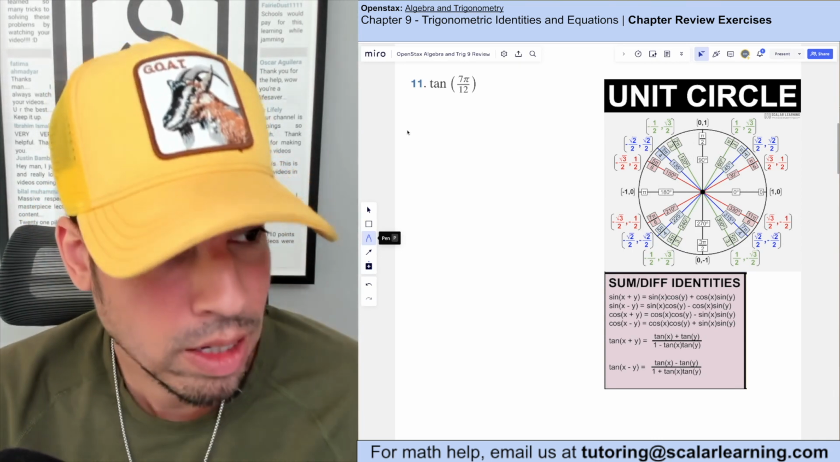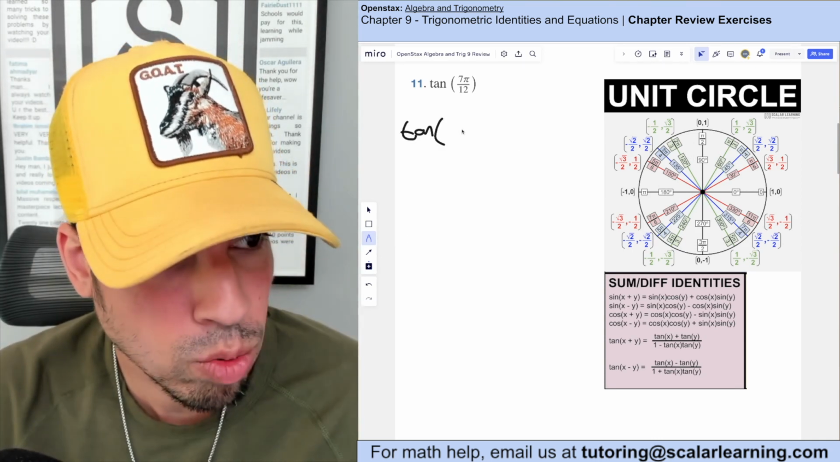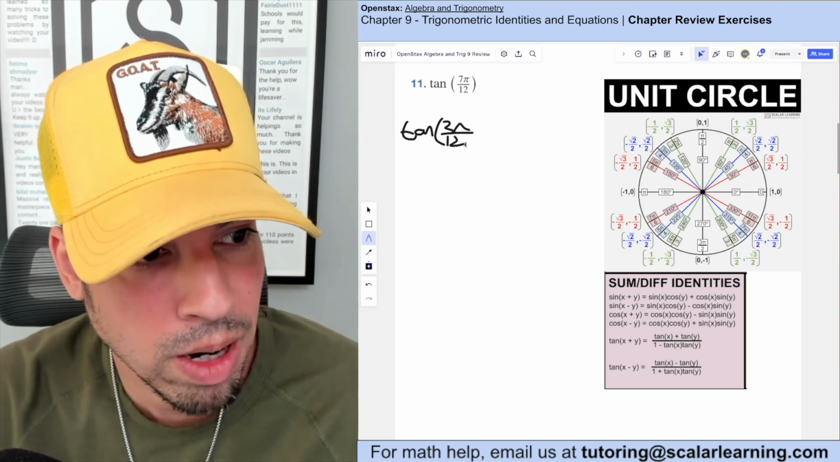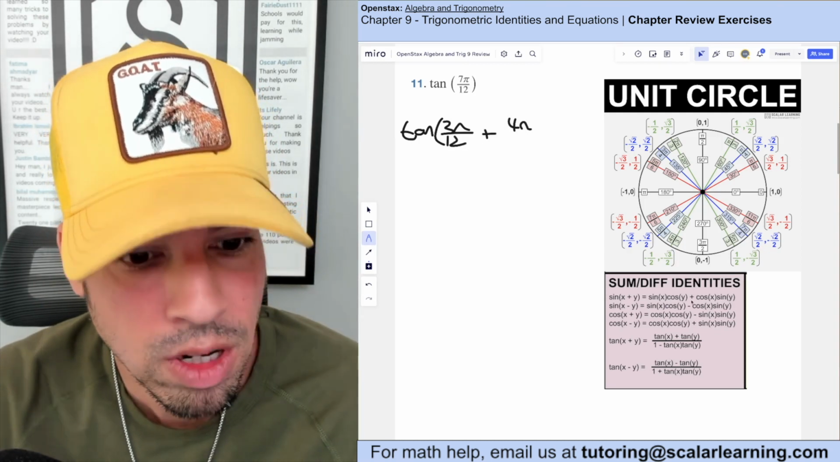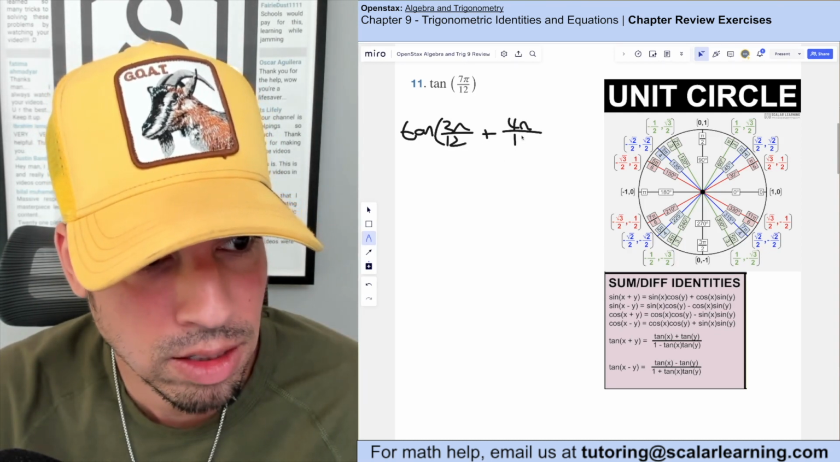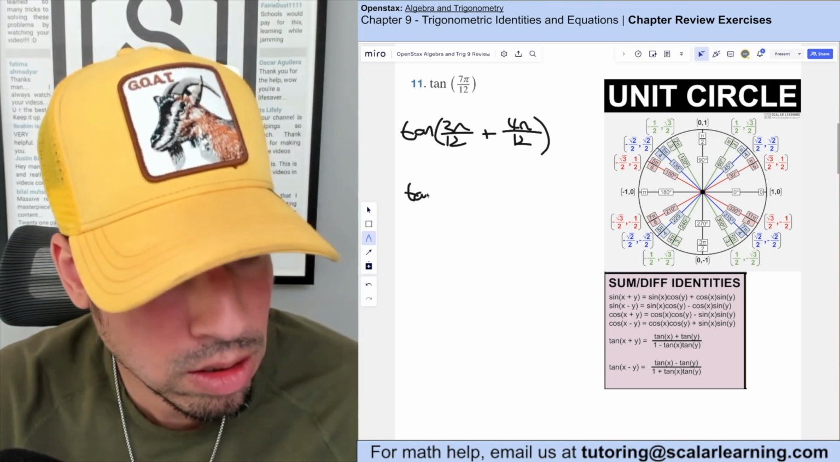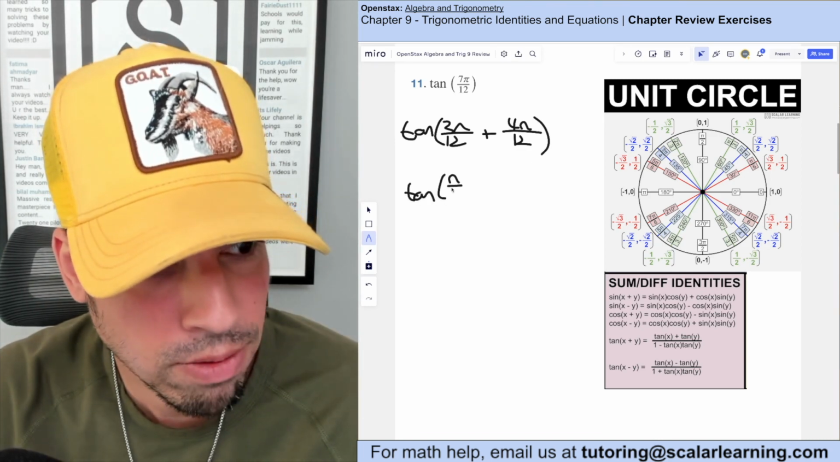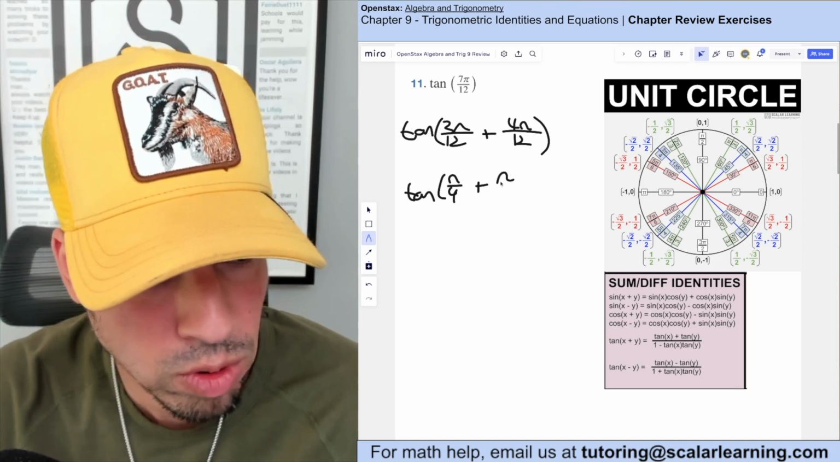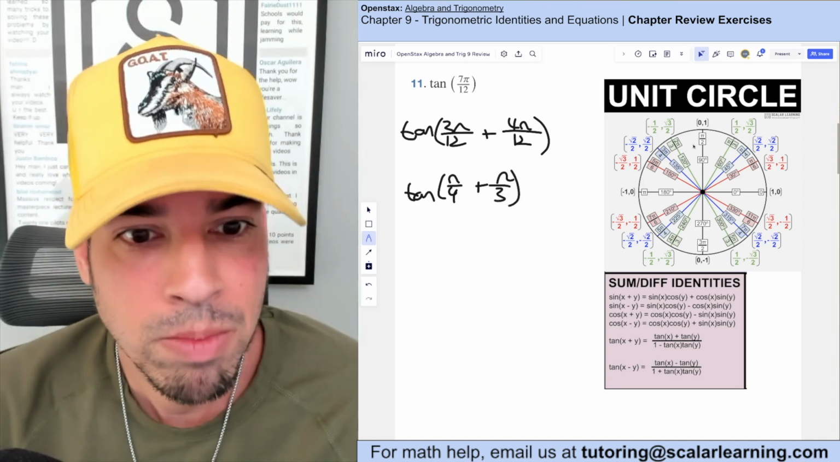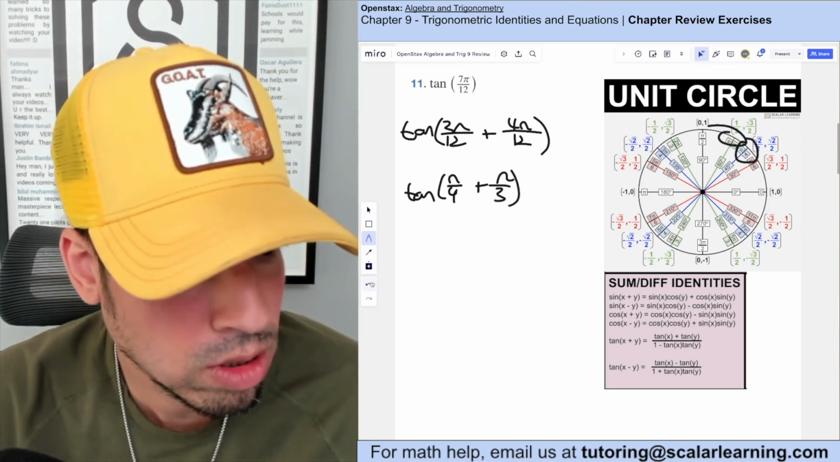But we can rewrite 7 pi 12ths as the sum of 3 pi 12ths and 4 pi 12ths using the angle sum identity. So why is this better? Because 3 pi 12ths is really pi 4ths and 4 pi 12ths is really pi 3rds. And that's great because we have pi 4ths and pi 3rds on the unit circle.